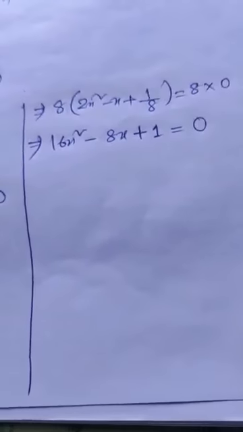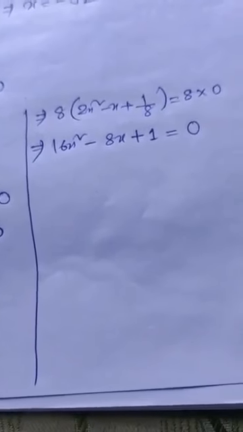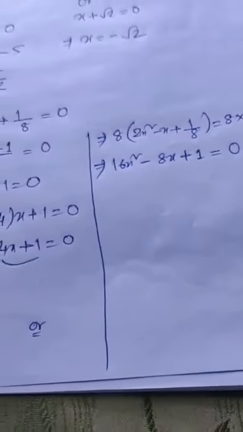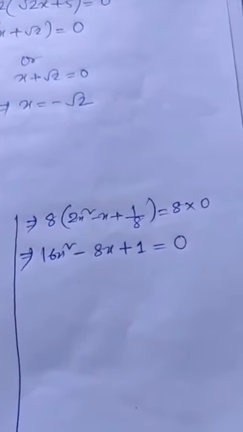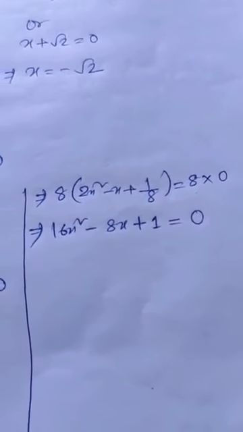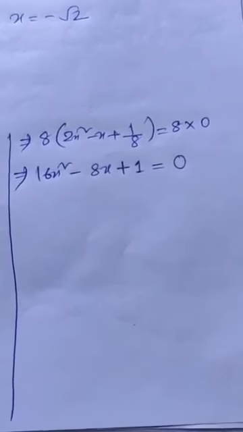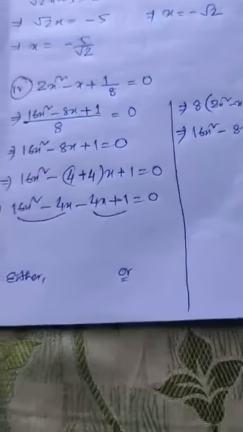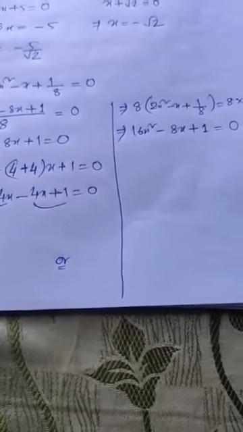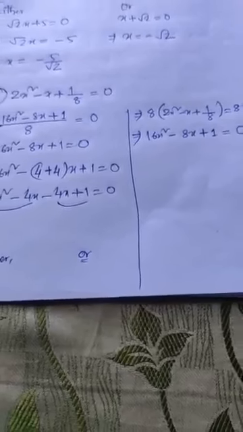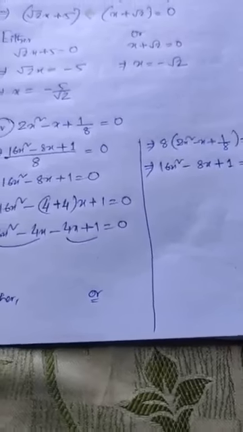That's what I did. So 8 into this whole equation, 2x square minus x plus 1 by 8 equal to 8 into 0. And now after multiplying both sides with 8, you see what we're getting in the second step. We are getting 16x square minus 8x plus 1 equal to 0. Now see with the earlier method, what was our value in the second step? 16x square minus 8x plus 1. So these steps are the same, values are the same. So whichever you find easier, do that.